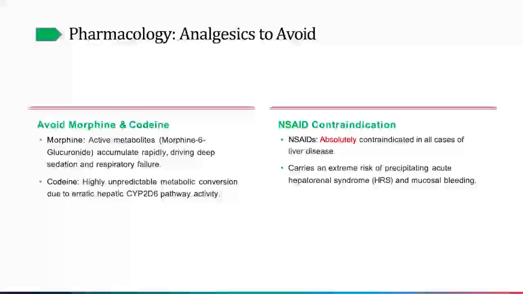And then morphine. So we tend to avoid morphine. One thing is it is long acting and it's metabolized in the liver and there are active metabolites. So morphine can precipitate hepatic encephalopathy and respiratory failure. So better to avoid. And codeine, again, has highly unpredictable metabolic conversion due to the liver derangement, better to avoid. And NSAIDs are absolutely contraindicated because of the risk of renal impairment as well as risk of bleeding.